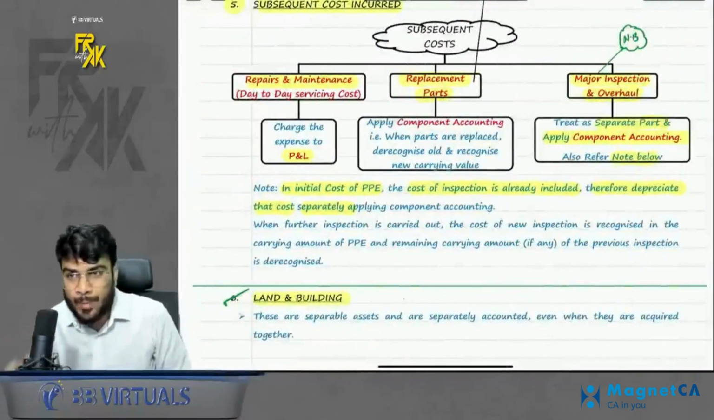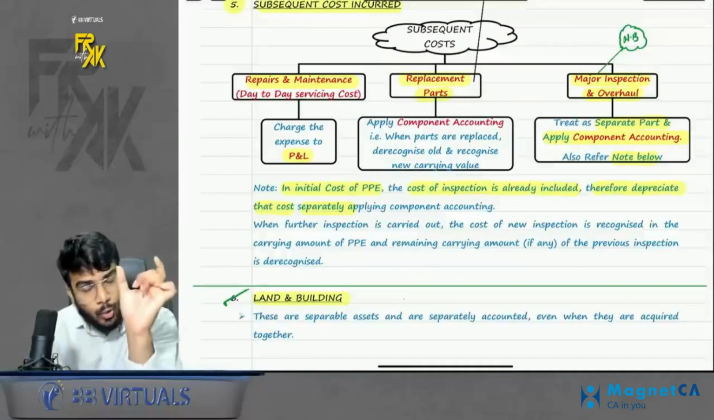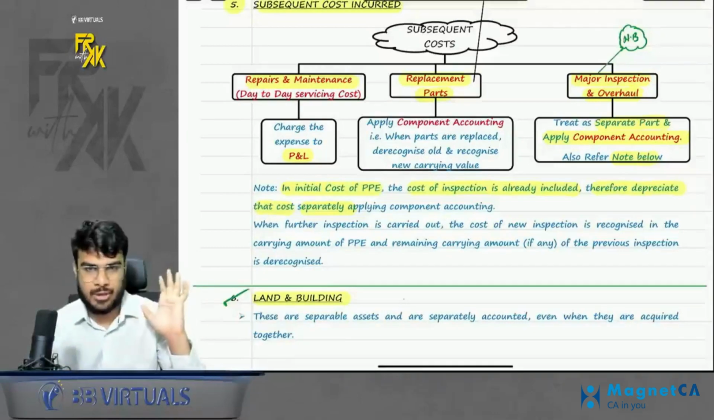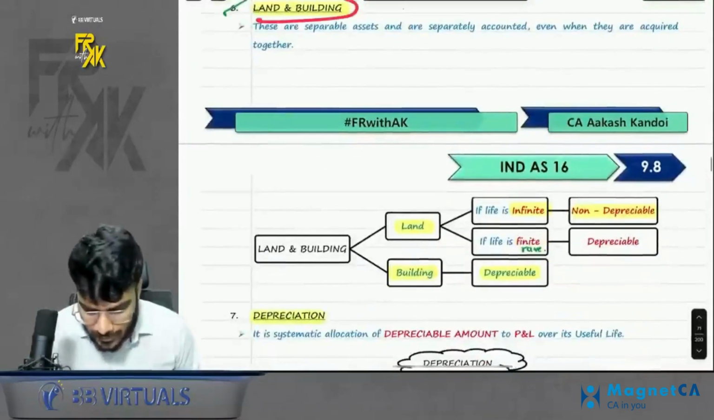You have to inherently assume it. The amount of inspection will be given, but you should know that the total cost on day one already includes the amount of inspection. That is what you should know. So this was the fifth point. Done. Next point is land and building.